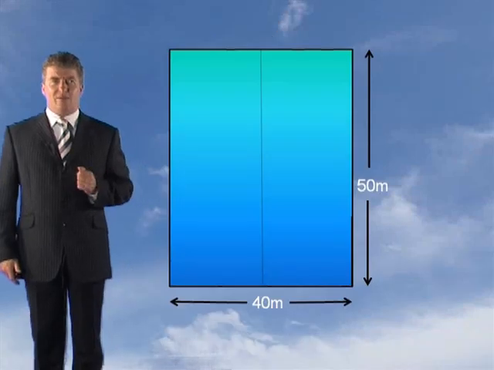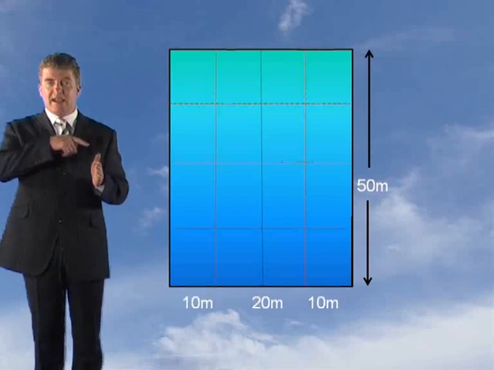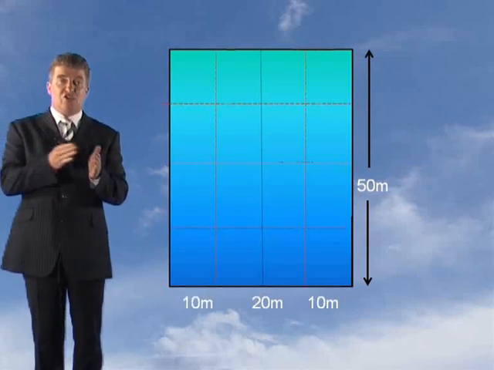So if we look at our reservoir here, 50 metres by 40 metres, mark a line 10 metres in from each edge and make sure it's not more than 20 metres apart.